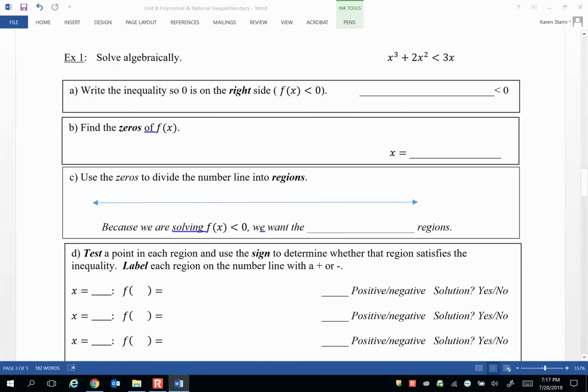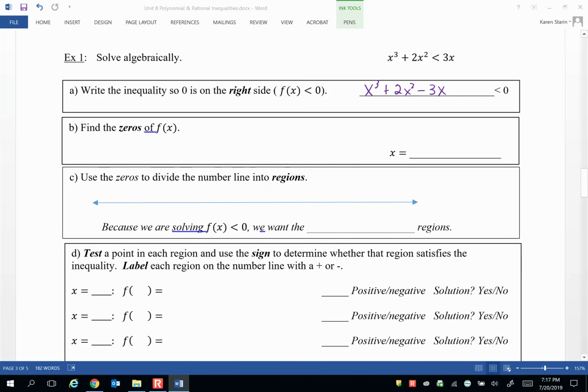Example 1. Solve algebraically x cubed plus 2x squared is strictly less than 3x. So the first thing we have to do is make sure that we end our sentence in 0. So that means we want 0 on the right-hand side of the inequality. So subtracting 3x from both sides, we'll be solving x cubed plus 2x squared minus 3x is less than 0.